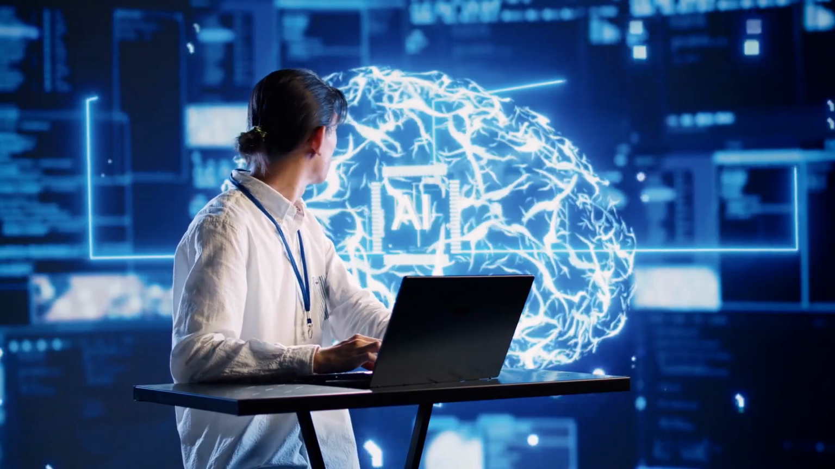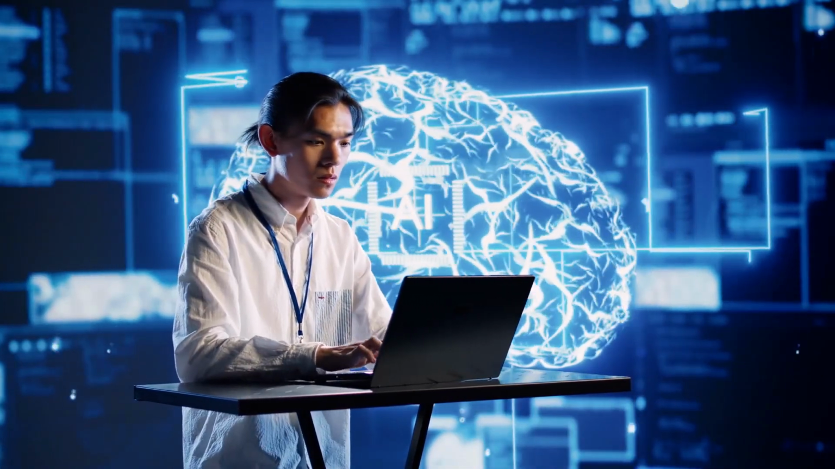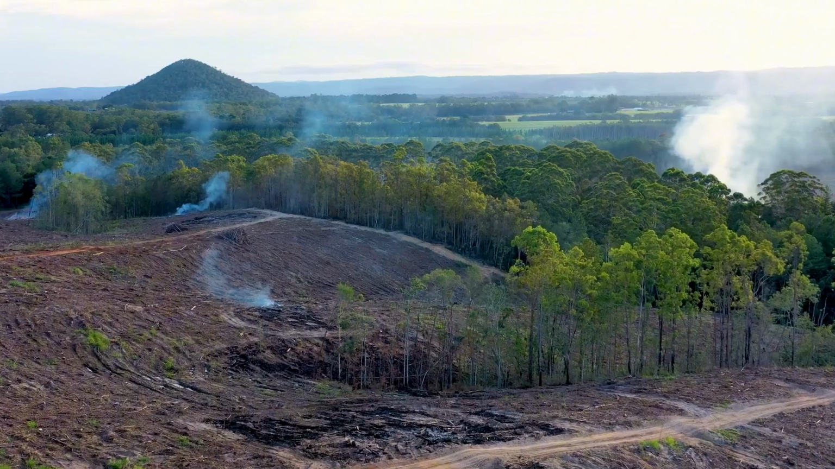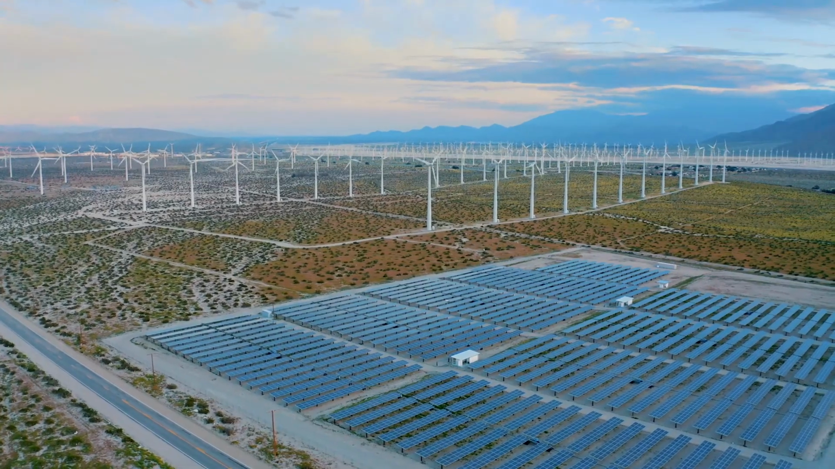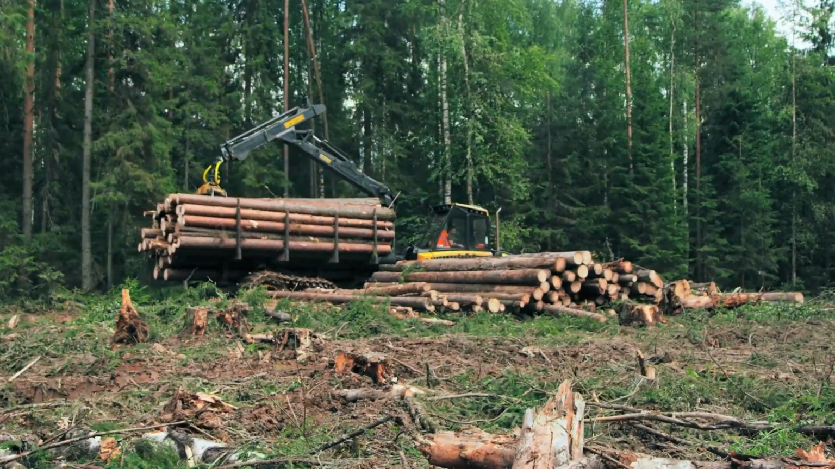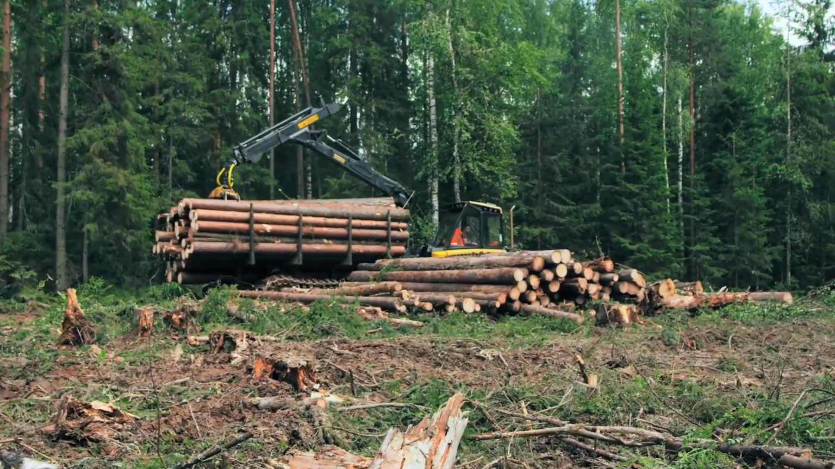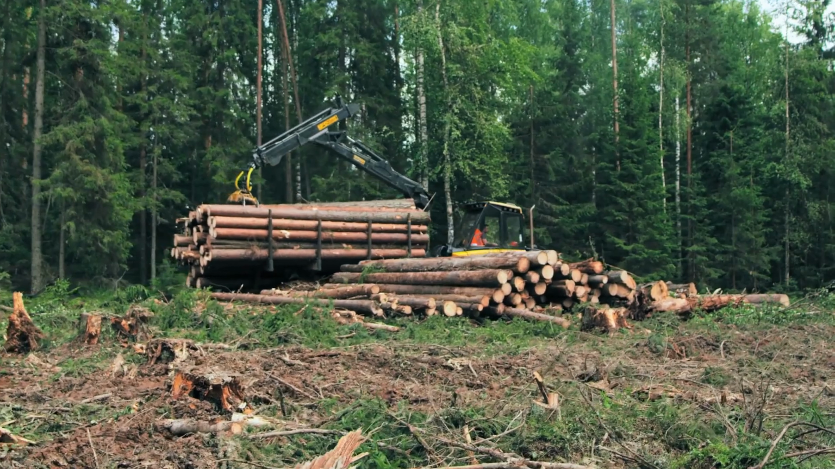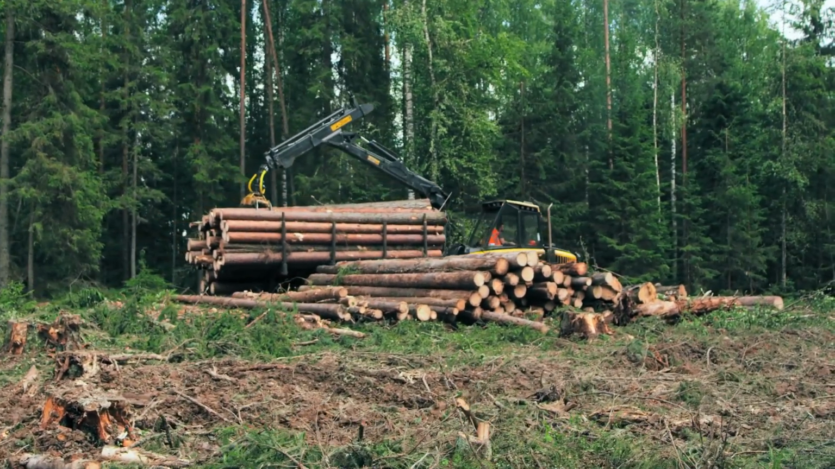Another promising direction is sustainability. Machine learning is being used to tackle environmental challenges, from predicting deforestation to optimizing renewable energy sources. For example, some companies use ML to analyze satellite images and identify areas at risk of illegal logging, helping governments take action before it's too late.